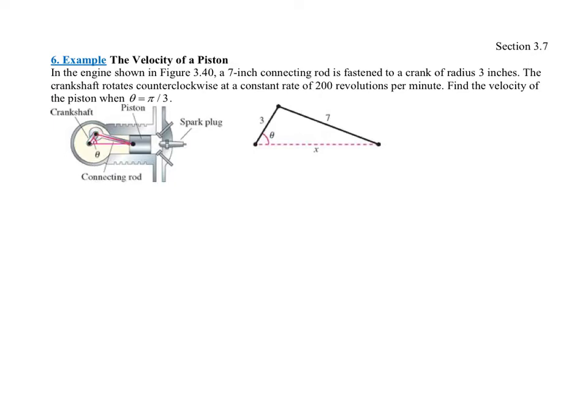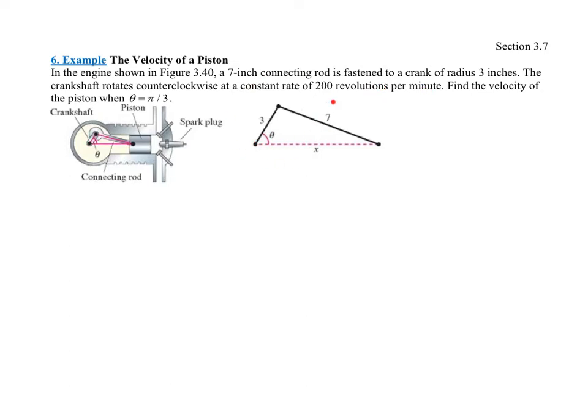rod right here, which is drawn in that picture right there, is fastened to a crank, here's the crank right here, with a radius of 3 inches. So the radius of the crank is 3 inches. So here's your crank, there's the radius of 3 inches, okay? It says the crankshaft rotates in a counterclockwise direction. So this is going to rotate like this right here, okay? It says at a constant rate of 200 revolutions per minute.